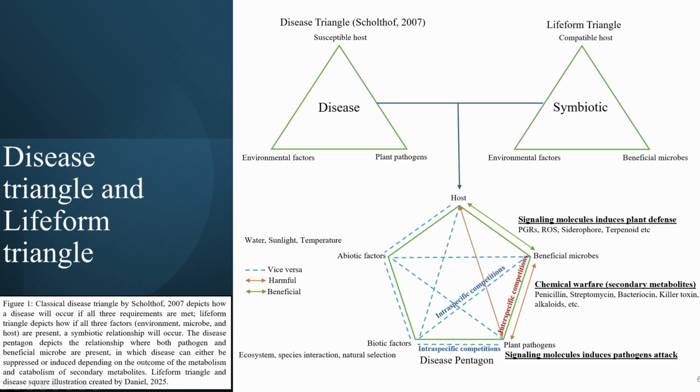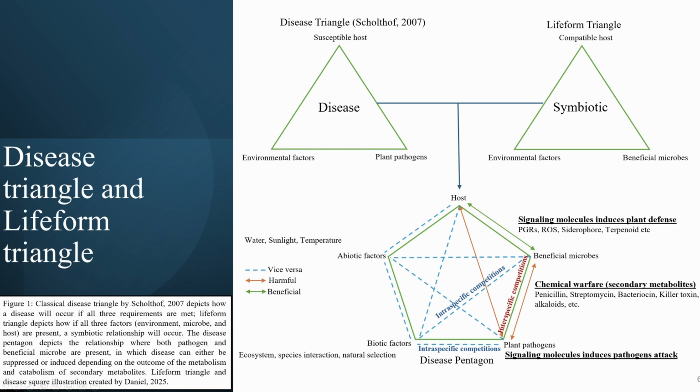The dotted line is vice versa, meaning that the abiotic factor can either contribute to promoting the beneficial microbes to establish or to killing them. So vice versa, it has that relationship. Similarly for the biotic factor, it has factors that can contribute to the host and beneficial microbes, and either promote the plant pathogen to be much stronger to kill your beneficial microbes.